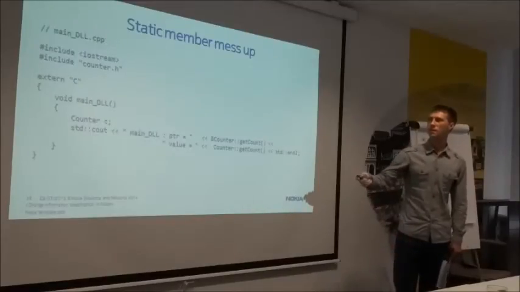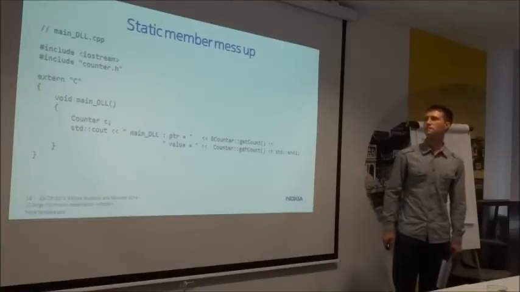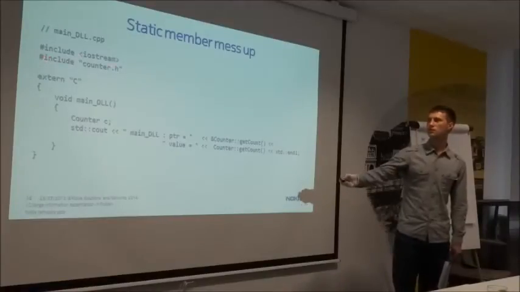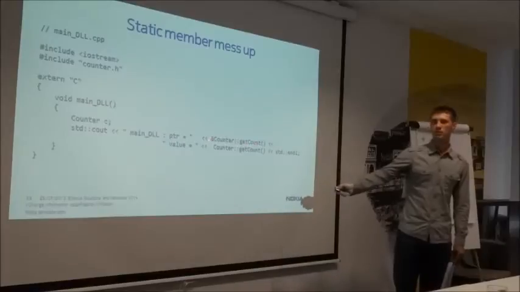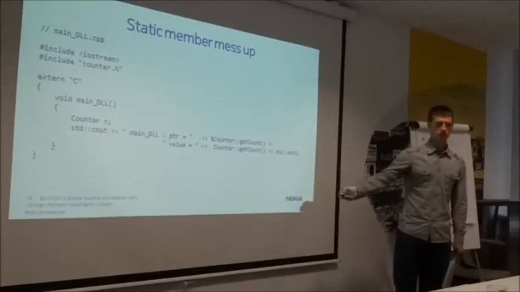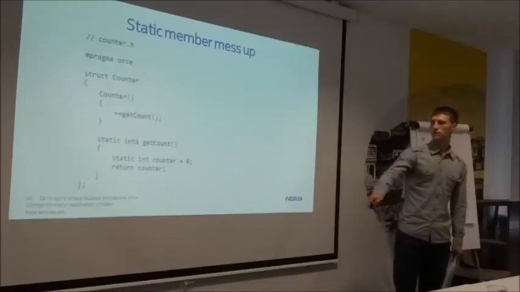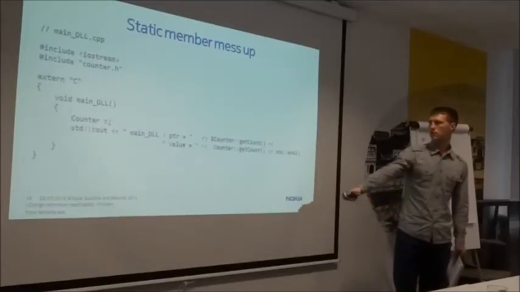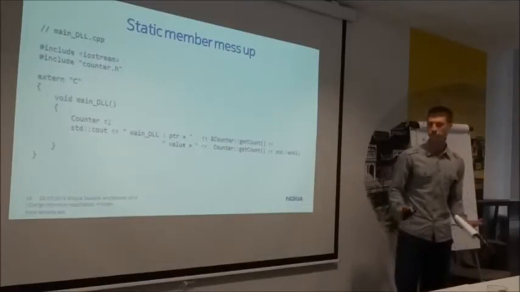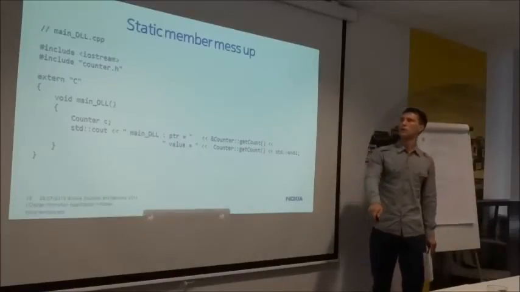And we have a shared library. We include this counter, and in the main function of our shared library, we just create an instance and print the address of this static counter. And we are printing its value. So far it seems very simple.